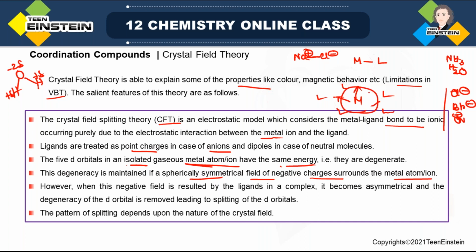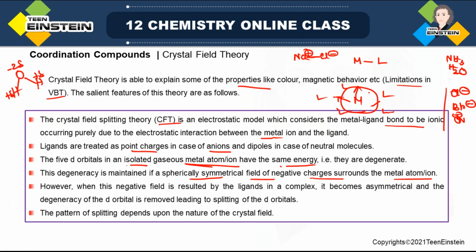all directions you are getting the same type of charge, okay, that means a spherically symmetric field of negative charge, whatever direction you move you will always get the same amount of charge. Though this is a very ideal case, if it is the case, then degeneracy can be maintained, but actually in practical situations that doesn't happen.